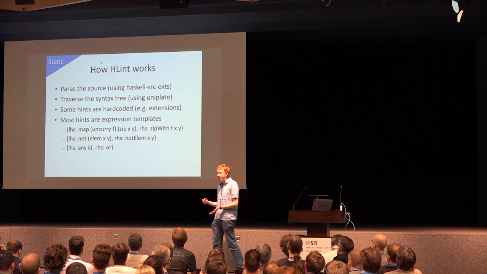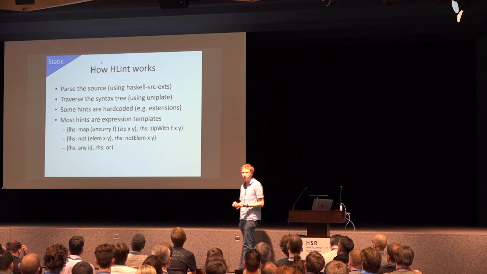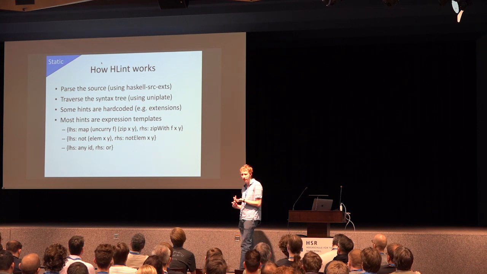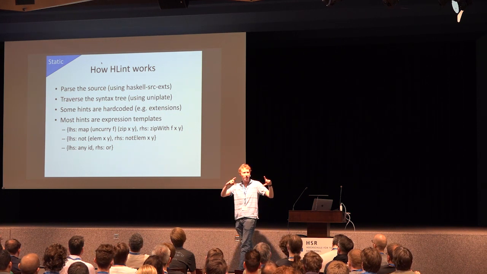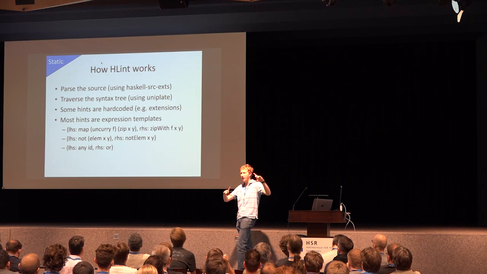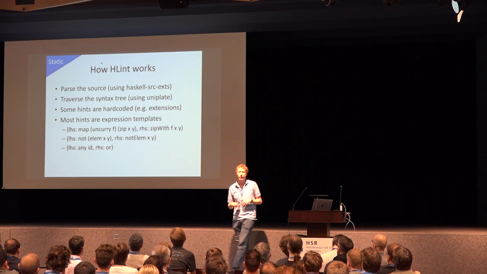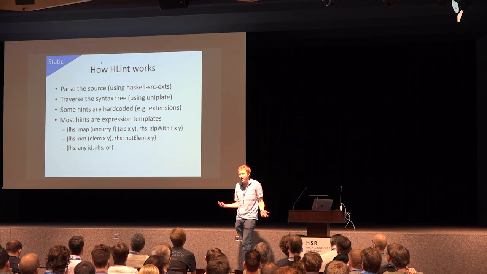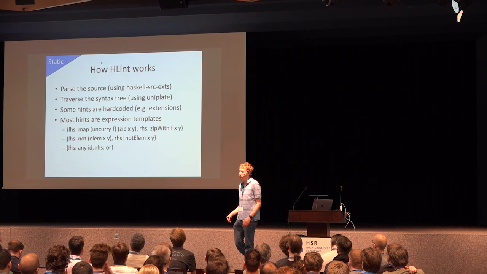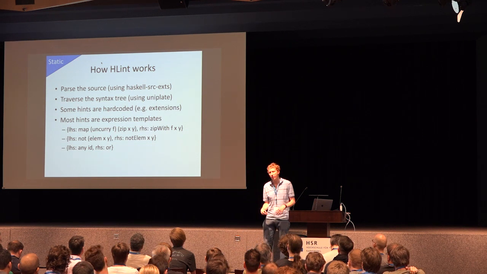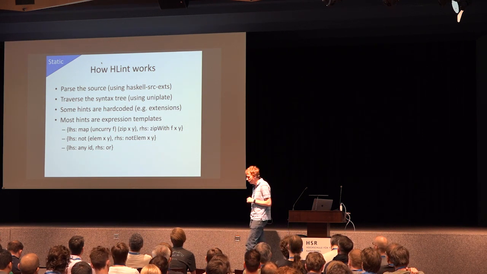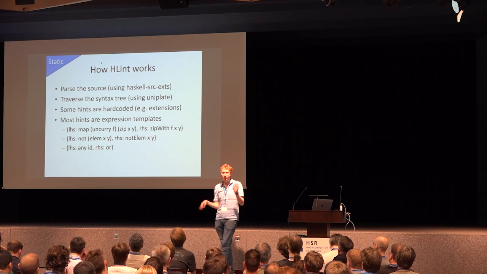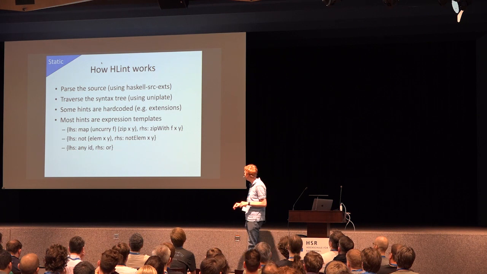So it's nothing complicated. To a first approximation, it parses the source code using the haskell-src-exts library. So this is a library where you give it a piece of Haskell code, and it'll give you a syntax tree with annotations for source locations. Doesn't support all the GHC features, but it's pretty close. 99.9% of files will go through with this. Then I traverse this syntax tree using Uniplate, which is a generics library.